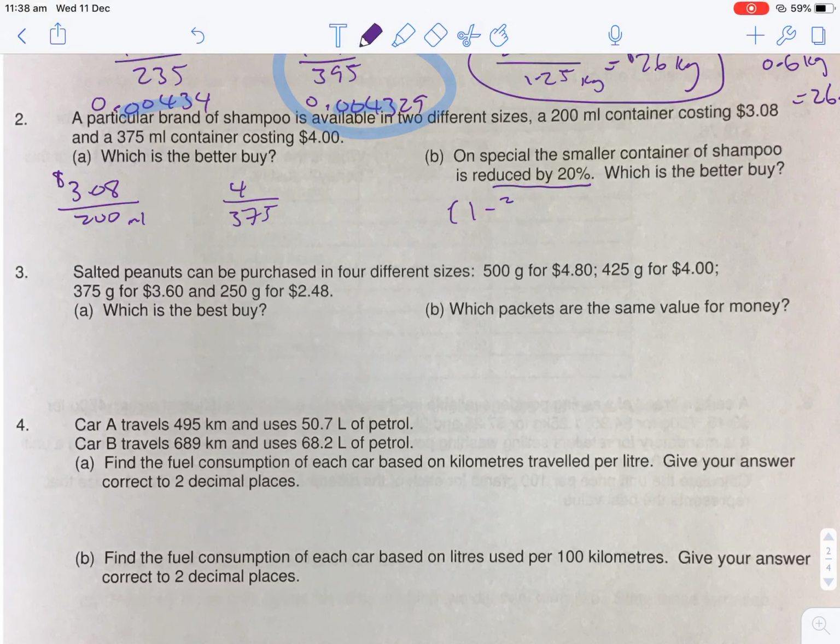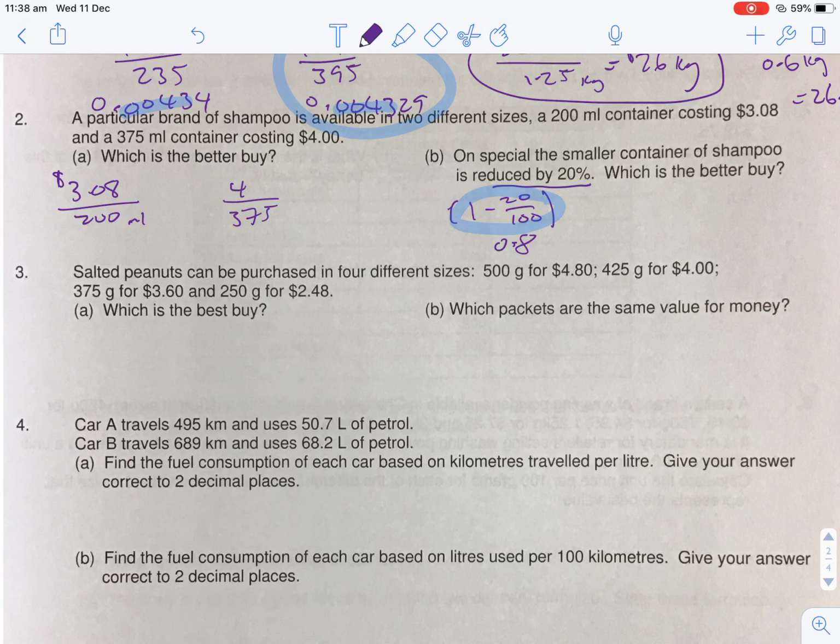So I'd take my 20 on 100, dividing by 100 is just turning that 20% into a decimal, which would be 0.2. So effectively, this whole thing is what we call a multiplier. And that multiplier would come out, take 0.2, is 0.8.